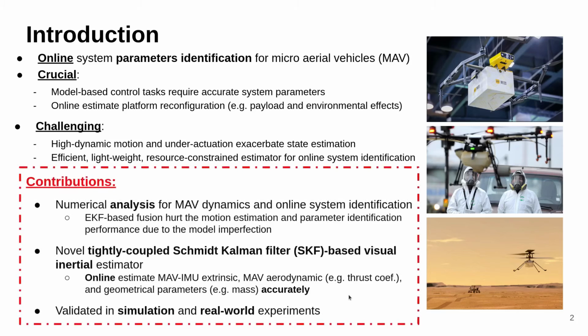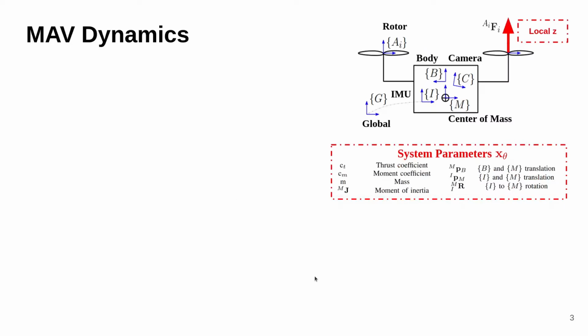In this work, after a thorough investigation, we show that naively fused MAV dynamics might hurt performance because of model inaccuracy. We develop a novel Schmidt Kalman filter-based visual inertial estimator that protects navigation performance and accurately and robustly recovers system parameters online. The system is evaluated with both simulations and real-world experiments.